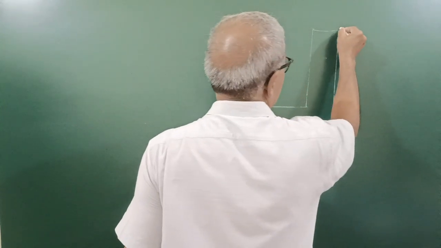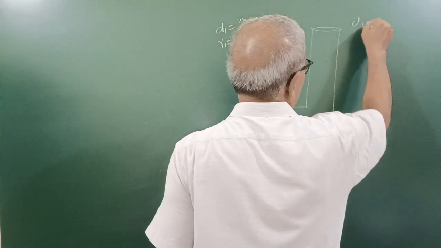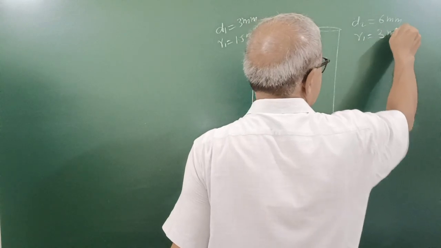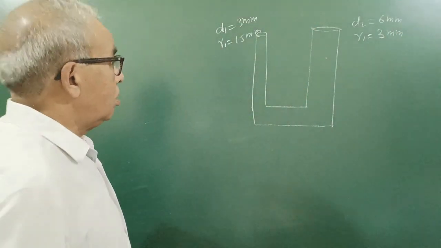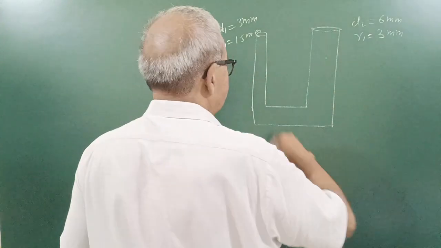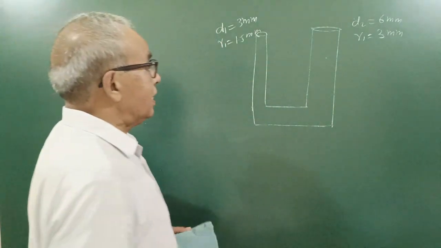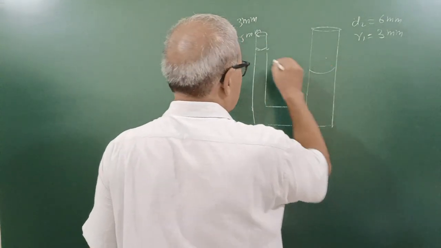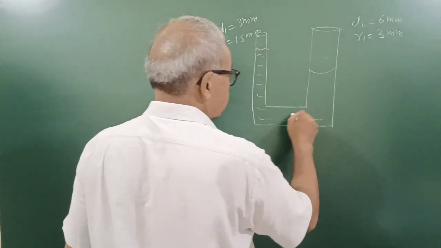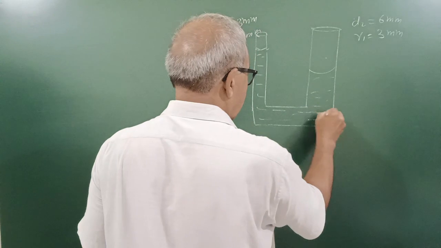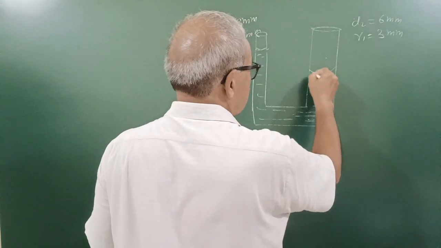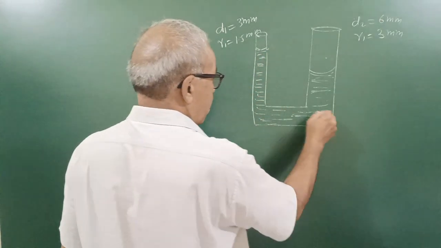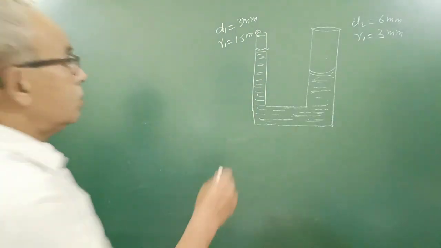This diameter D2 is 6 mm, so radius is 3 mm. Now some water is filled in this tube system. If we fill water in this system, then there is a difference of level in the two tubes like this. Water is filled here with this difference. So you are asked what is the difference in the level.